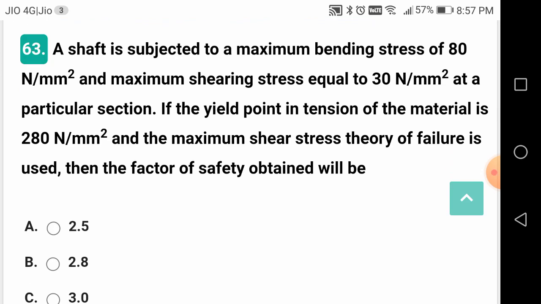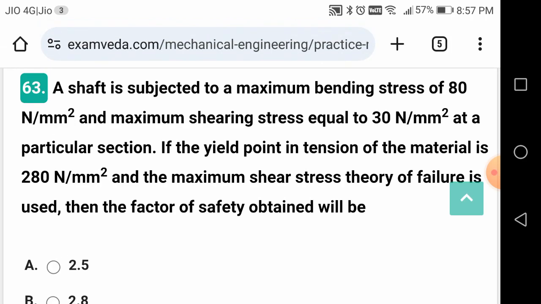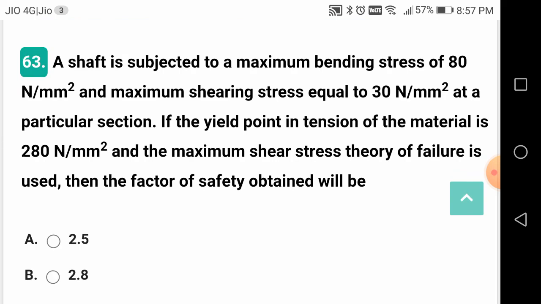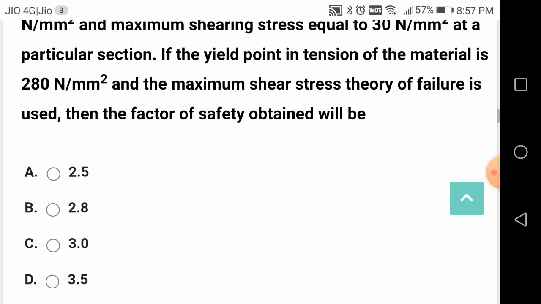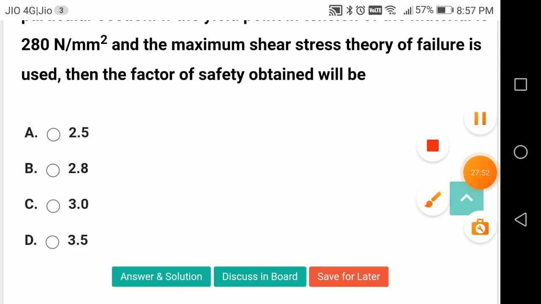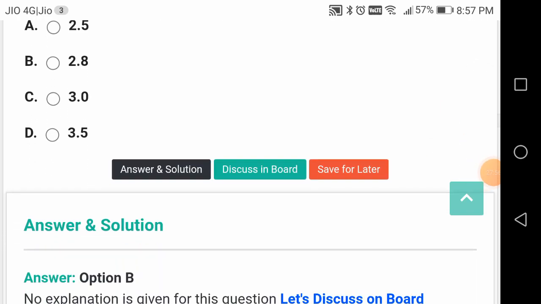Okay, the maximum shear stress theory. So get the maximum shear stress by going for the square root of maximum bending stress squared plus maximum shear stress squared. You are going to get that. So divide that by yield point stress, you are going to get the factor of safety. After doing that, you are going to get the answer as B, 2.8.